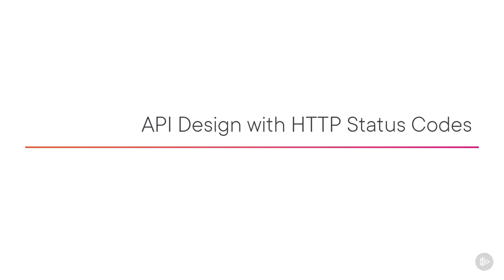HTTP defines a number of status codes that are used to describe server responses to client requests. You should be familiar with the most common status codes and understand when it's appropriate to use them as part of your web API design.